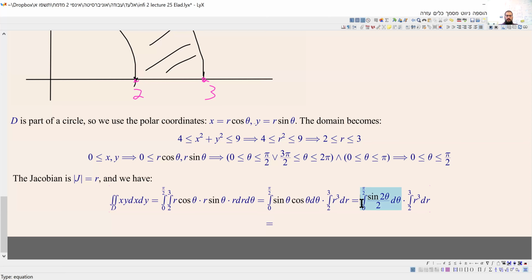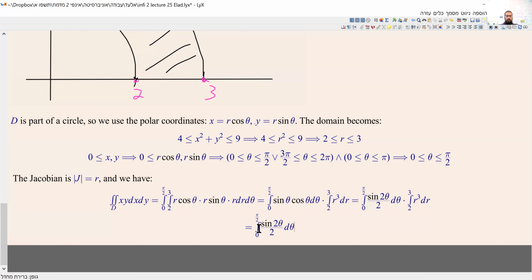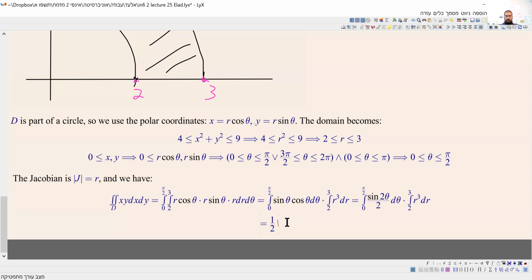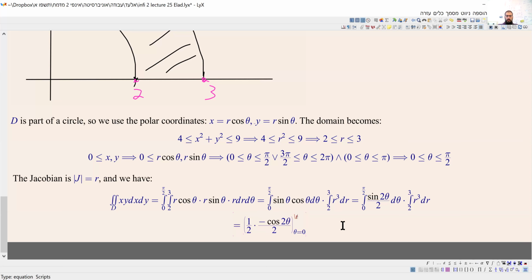The integral of sine is minus cosine. And yet again, we have a half here, multiplied by minus cosine 2 theta over 2. We need to put theta to be between 0 and 2 pi. Multiply it by r to the power of 4 over 4, between 2 and 3.